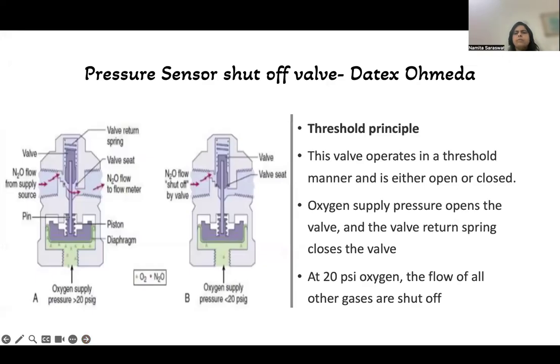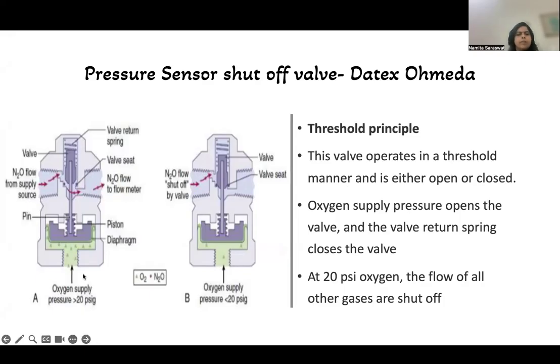Now we are talking about fail-safe valves. There are different valves in different machines. In Datex Ohmeda, it is the pressure sensor shut-off valve. It works on the threshold principle. What does it mean? This valve will operate in a threshold manner. It will be either open or closed.